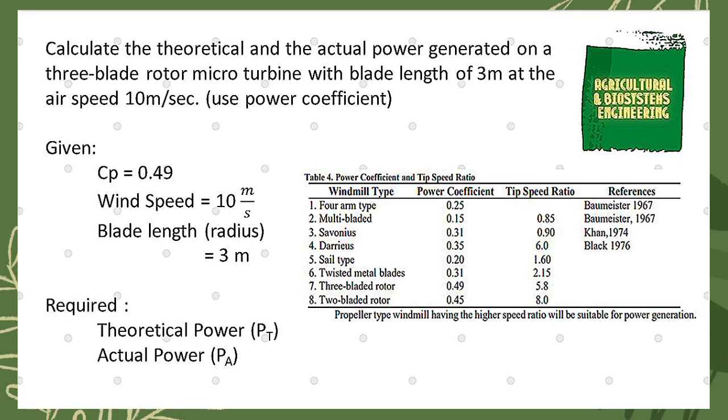So first that we need to do is to find the given. Yes, determine our given, and our first is our power coefficient. So our power coefficient for the 3-blade rotor microturbine is 0.49, and our wind speed is 10 meters per second, and our blade length, which is our radius, is 3 meters. So what we are looking for here is theoretical power denoted by PT and actual power denoted by PA.